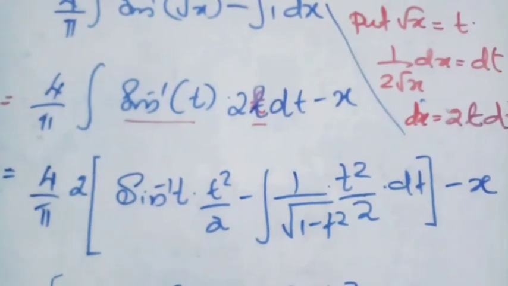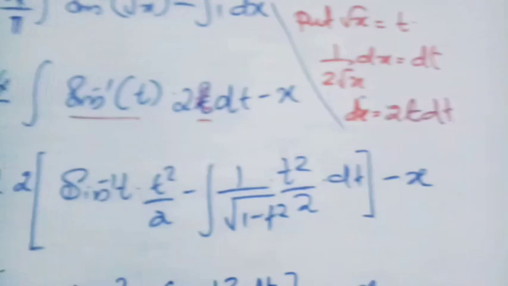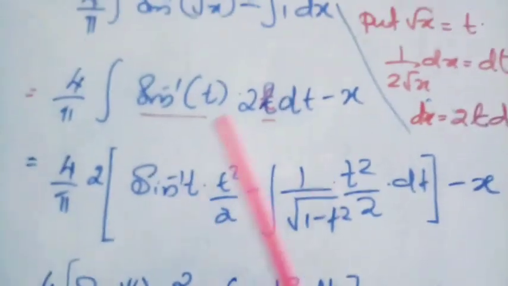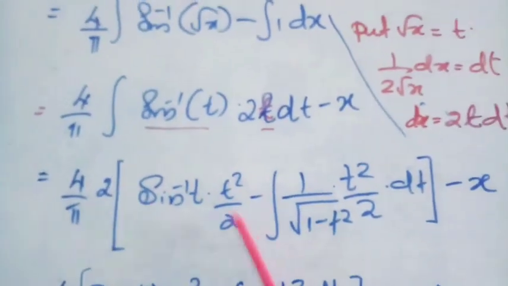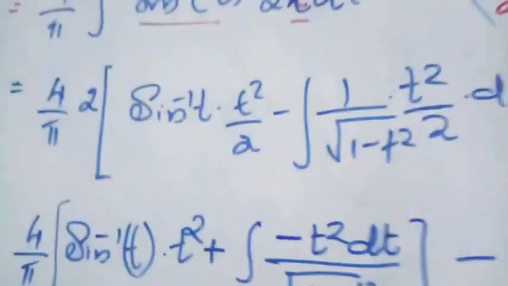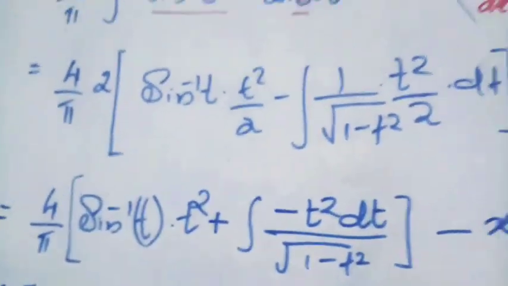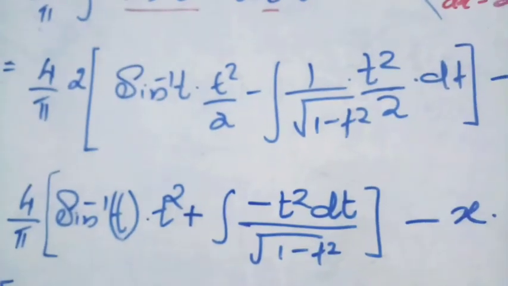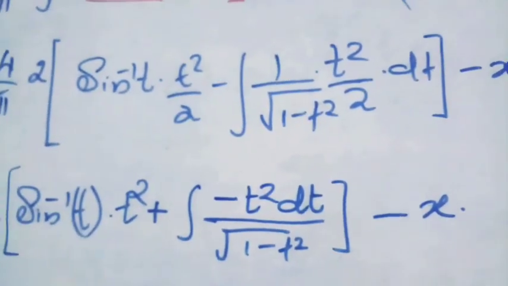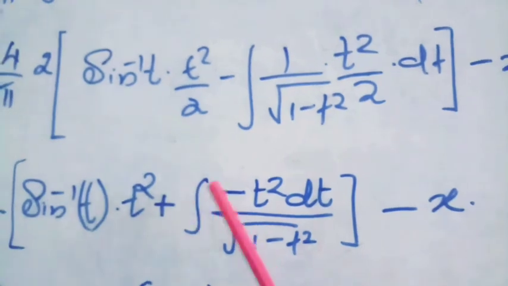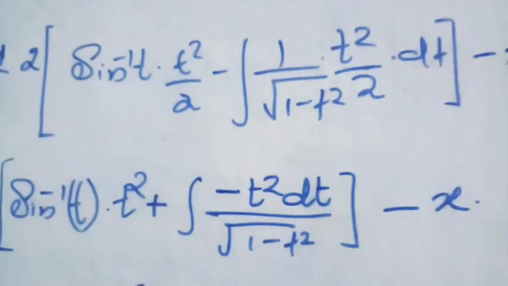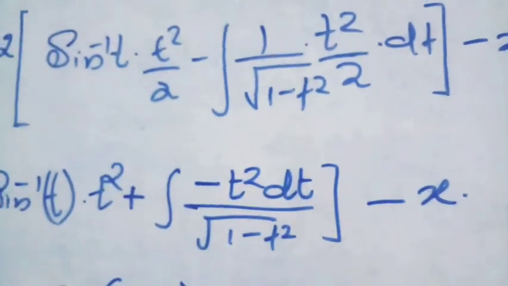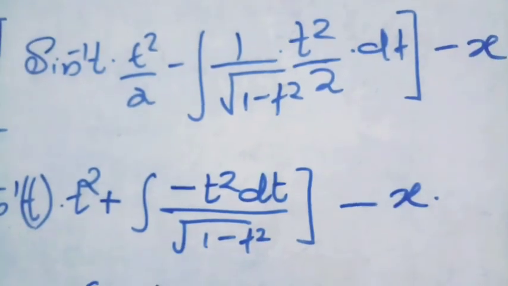You can take the 2 outside, and the 2 will be cancelled throughout this expression. This 2 is this one. 2 will be cancelled, and minus second part is x. Now the problem becomes 4 by pi into sine inverse t into t square. You put this minus inside the bracket, I mean inside the integral symbol. Minus t square dt divided by root 1 minus t square, minus x.